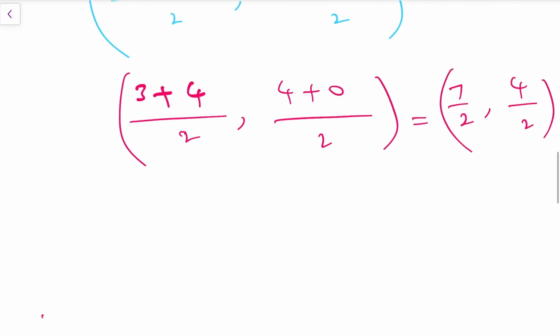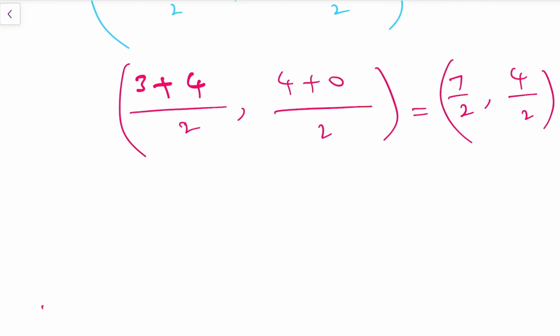If simplification is possible, we need to do it. In the first case, 7 by 2 we cannot simplify. In the second, 2 ones are 2, 2 twos are 4. So the answer is 7 by 2, 2.